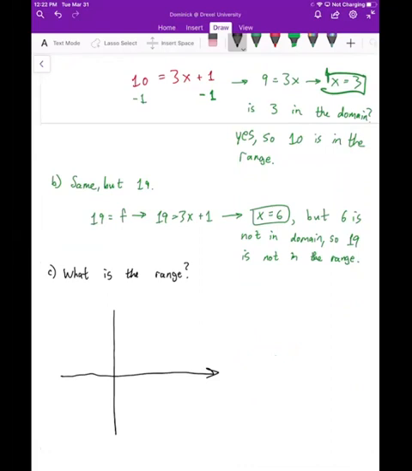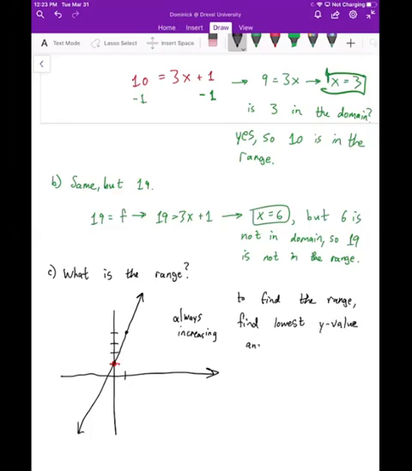If you were to graph 3x plus 1, and we'll talk more about how to do this later, you're going to get something that looks like this. A key feature of this is that it's always increasing. So since it's always increasing, to find the range, we need to find the lowest value and the biggest y value. And then the range is everything in between.